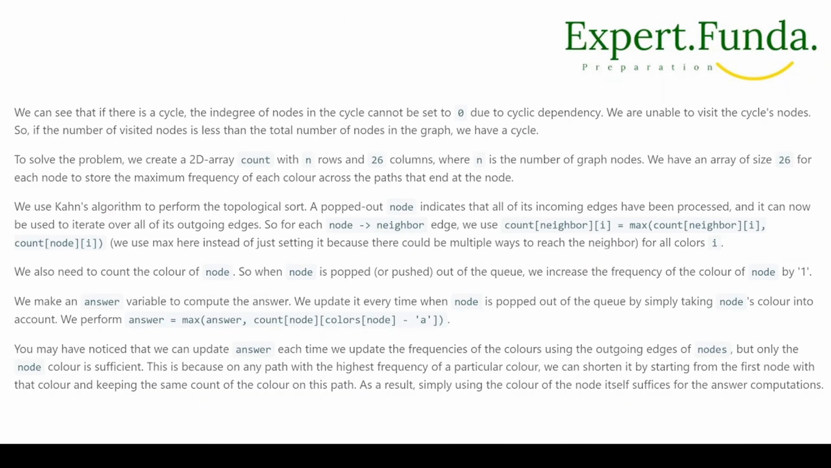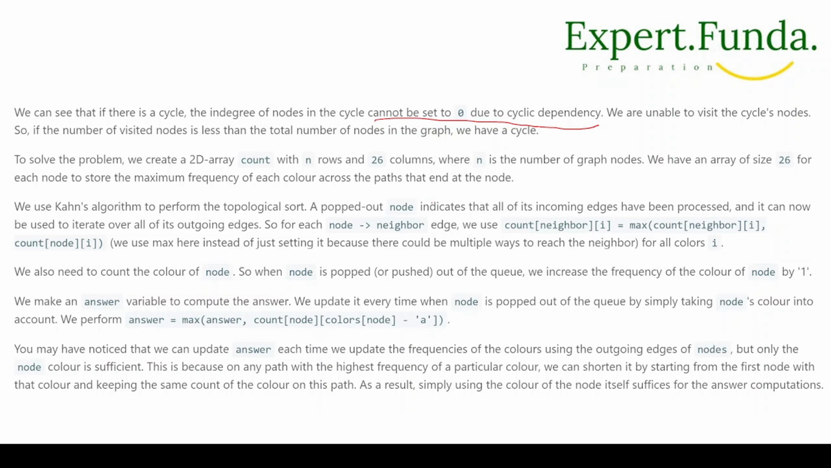So what we understand till now is that if there is a cycle, the in-degree of a node in the cycle cannot be set to 0 due to cycle dependency, right? And we are unable to visit the cycle nodes. So if the number of visited nodes is less than the total number of nodes in the graph, we have a cycle.